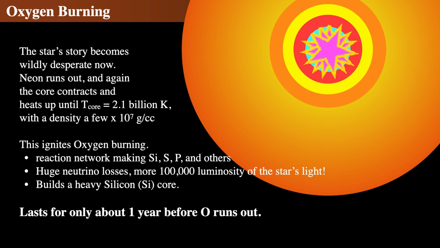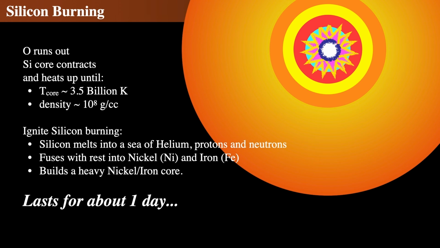Now it's building up a silicon core. So silicon is now building up, and this lasts for about a year. Finally, oxygen runs out. The silicon core contracts, and it heats up till it goes even higher in temperature and even denser, over 100 million times that of water, the density. And finally, when silicon burning occurs, the temperature is so incredibly hot that the silicon itself cannot withstand the intensity of the light that's there.